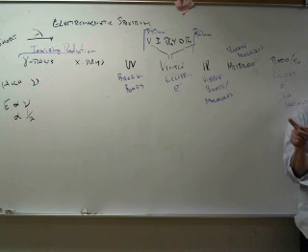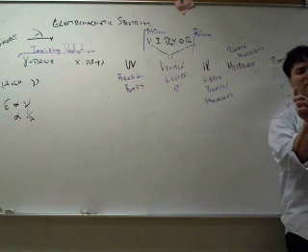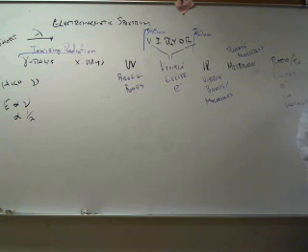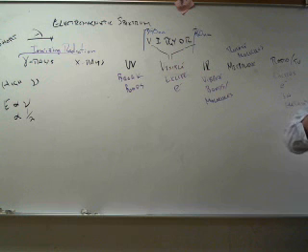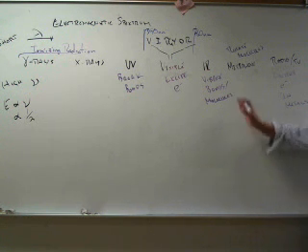8 centimeters is a pretty big wavelength, but the speed of light is so fast that the frequency of a microwave is 2.4 gigahertz. 2.4 gigahertz is 2.4 billion 8-centimeter wavelengths moving past you in 1 second, which is incredibly fast. But we're not going to worry about that.